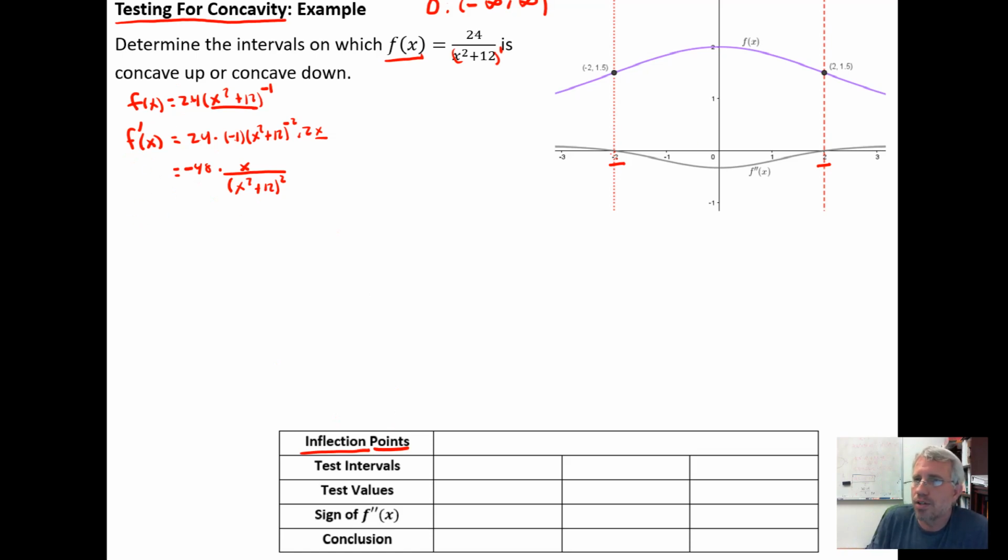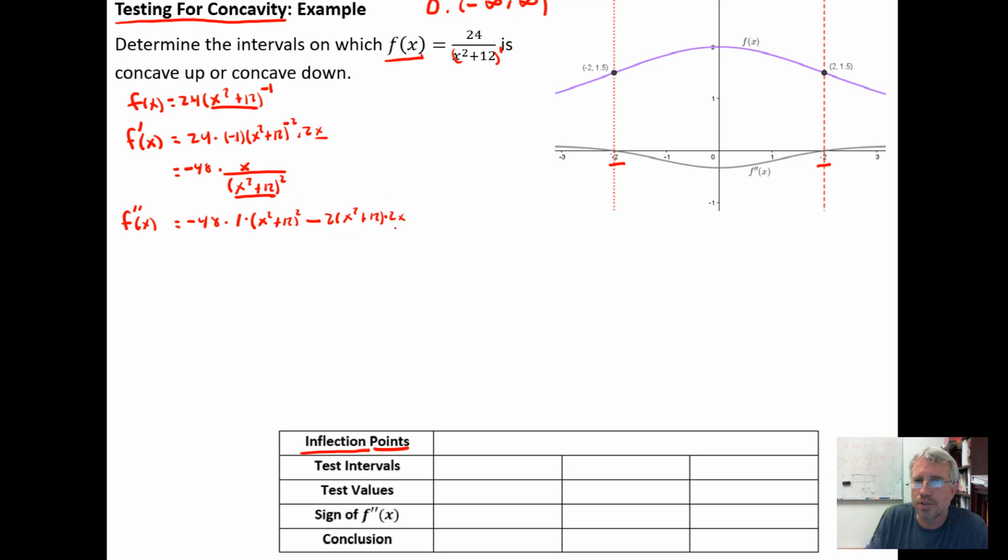But to find the inflection values negative 2 and 2, I'm going to need to take the second derivative. So my negative 48, we're just going to leave it alone, times. I have a quotient, so I need to use the quotient rule. So the quotient rule says take the derivative of the numerator, which is 1, and multiply it by the denominator, which is x squared plus 12 squared. And then minus, the quotient rule says take the derivative of the denominator, which is, bring the 2 down, 2 times x squared plus 12, and then use the chain rule, so times 2x.